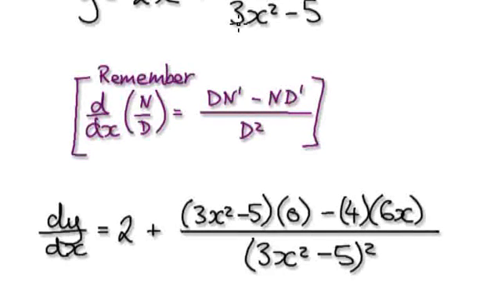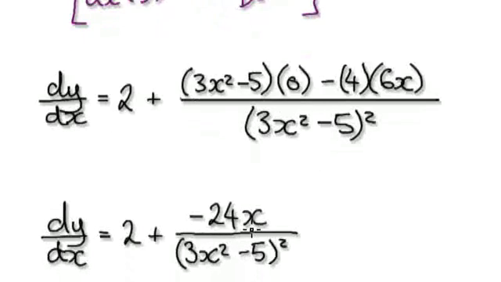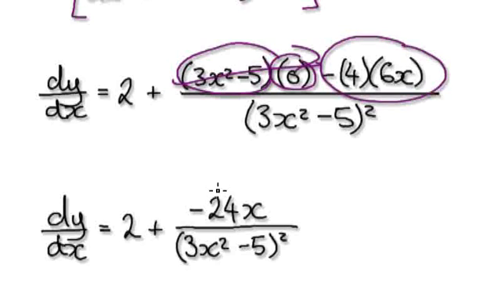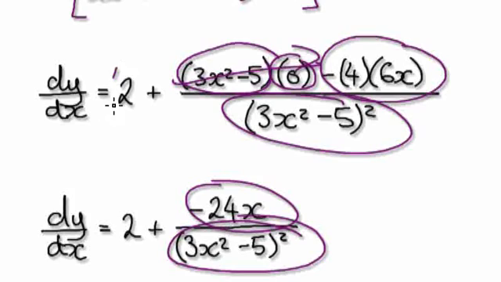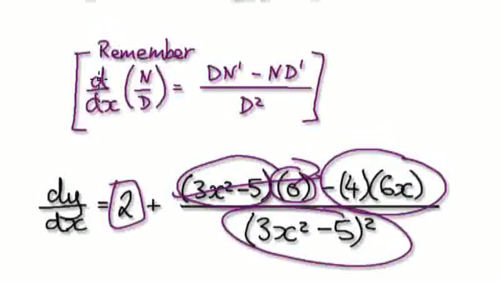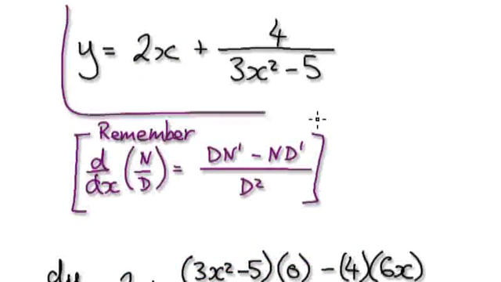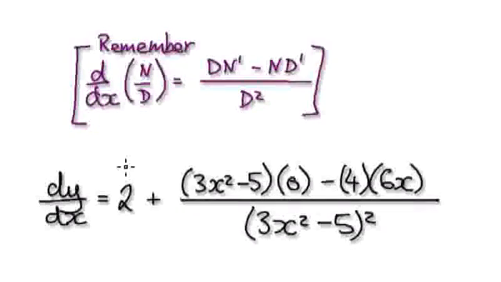Well, anyway, using the quotient rule will give you this here. And then it's just a matter of tidying up now. So 0 here times this whole thing here will give you nothing. And then this bit here will give you this, and then this here will give you this here. Don't forget this 2 here is from this bit here. So if you want to differentiate the whole thing here, then it will give you this.